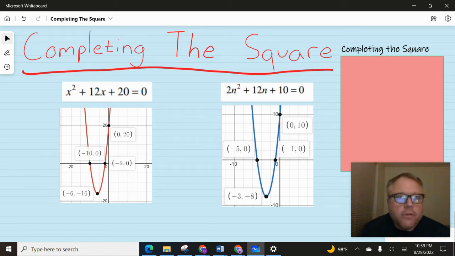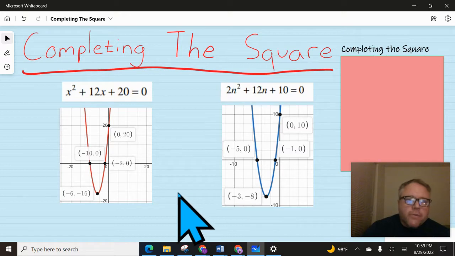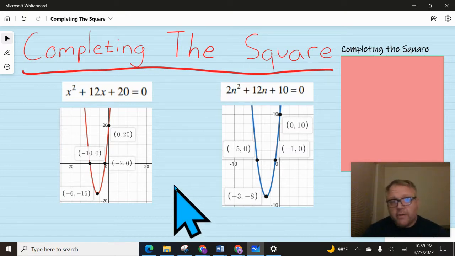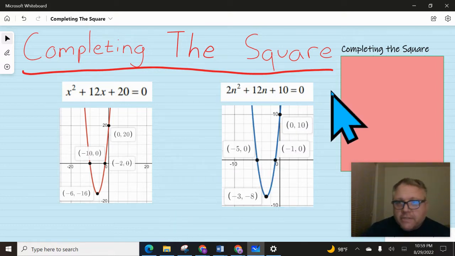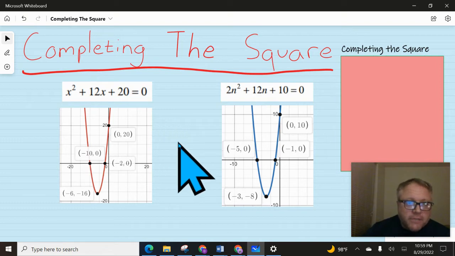All right, so we're looking at completing the square, which is a really cool way of solving these quadratics for values of x. What's great about this algorithm is it works every time, whereas something like factoring is usually easier and favorable, but it only works some of the time. Completing the square works every single time. We've got two examples here, and we're going to go through this step-by-step procedure to solve for x.